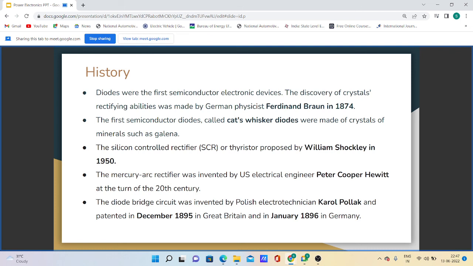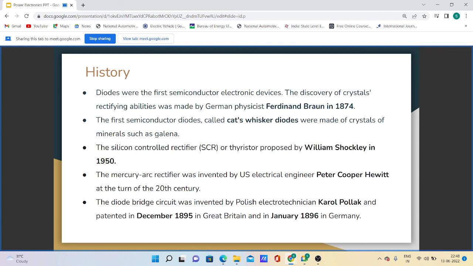So now we are going to cover the history. Diodes were the first semiconductor electronic device. The discovery of crystal rectifying abilities was made by German physicist Ferdinand Braun in 1874. The first semiconductor diodes, called cat's whisker diodes, were made of crystals of minerals such as galena.